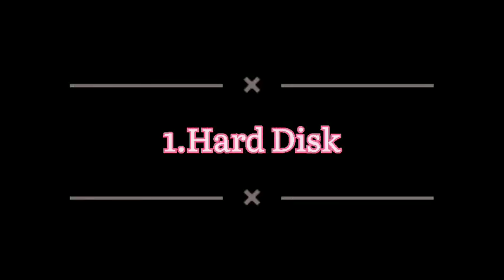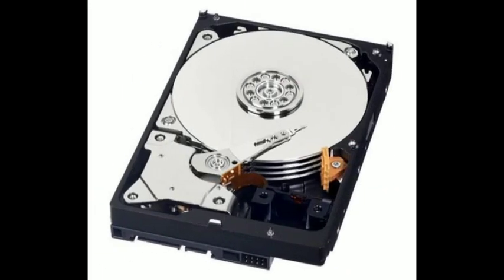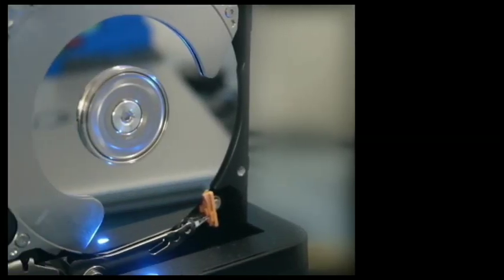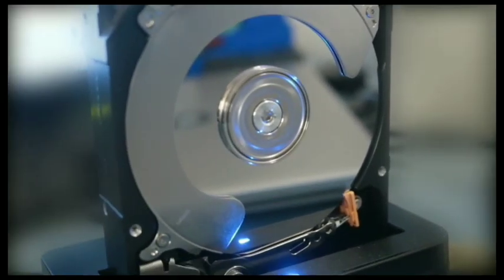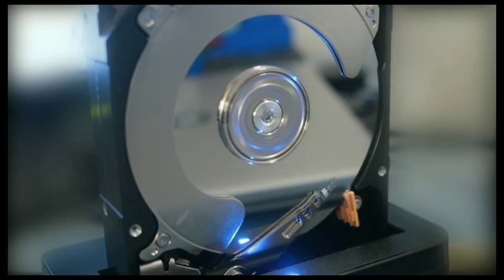Okay, now let me tell you about parts of the CPU. Number 1, hard disk. Hard disks are flat circular plates made of aluminium or glass and coated with a magnetic material. Hard disk can store a large amount of data and it is a long-term memory.